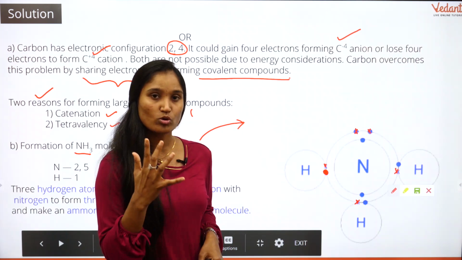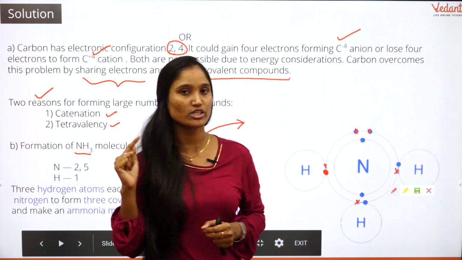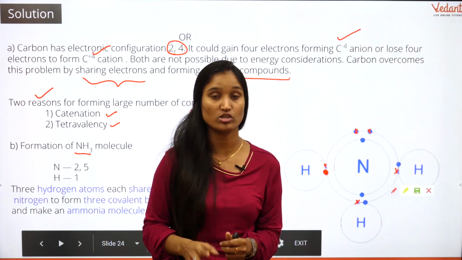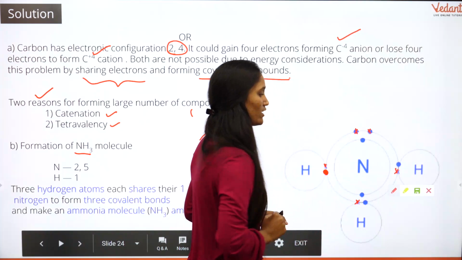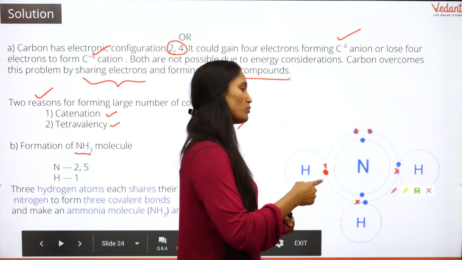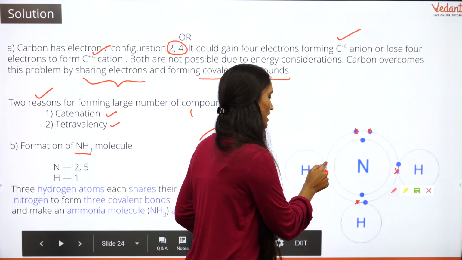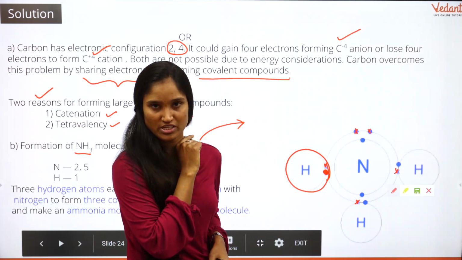But then to attain octet configuration, it just needs 3 more electrons, so that its configuration totally becomes 8. Valency of nitrogen is 3. So only 3 electrons will be involved in bonding. Now how will they be involved in bonding? They'll be sharing electrons with hydrogen. So there you go, first electron shared with first hydrogen.